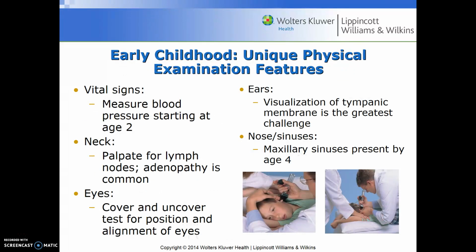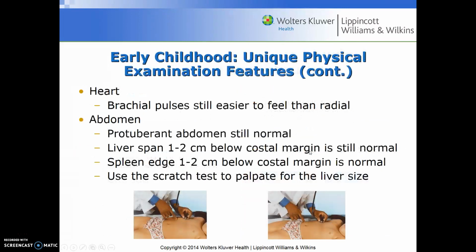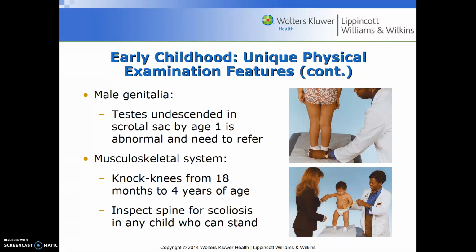Here's some unique physical exam features in the young child. What comes to me is noting that the maxillary sinus is present at age 4. Some more unique features, talking again about liver and spleen edge palpation and the scratch test to palpate for the liver size. Again, the author mentions that the testicles should be descended, and if they're undescended by age 1, you'll refer.